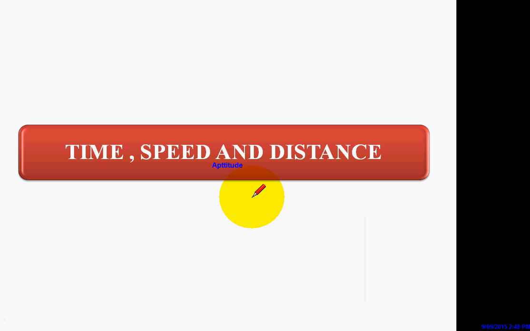Today, we look into another interesting topic called time, speed, and distance. In this topic, we come across problems like calculating the speed or the time and the distance. First of all, we need to understand the common relation that exists among these three variables: the time, speed, and the distance.